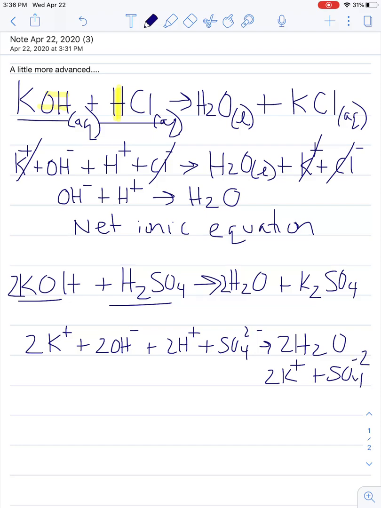Okay, so looking at this, we can cross off our spectators, which is K is always a spectator, and then the other one would be the sulfate ion. So what we're left with, the net ionic equation, notice in neutralization, the net ionic equation is always going to be the same thing. And then in this case, we can just get rid of the 2's. And notice the net ionic equations are the same.